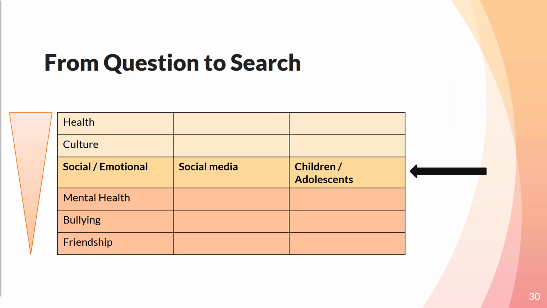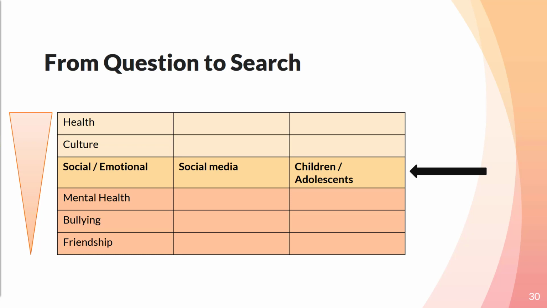Social and emotional might mean health generally, or perhaps the culture we're in. More specifically, we might be talking about mental health, bullying, or friendship. You'll see that some of these are slightly different in their meaning, not just broader and narrower. That's okay. We're trying to get at the overall concept.